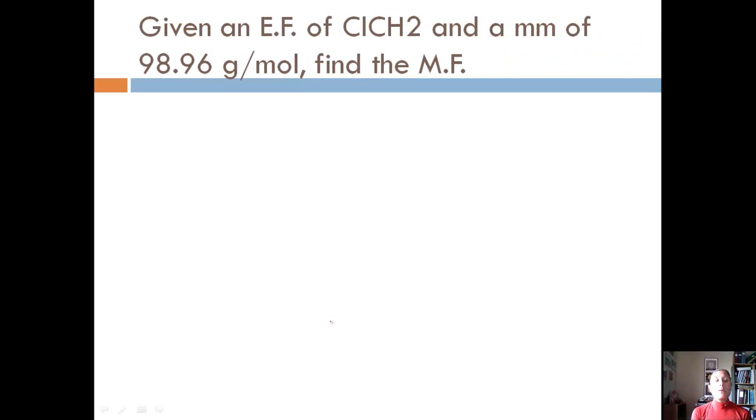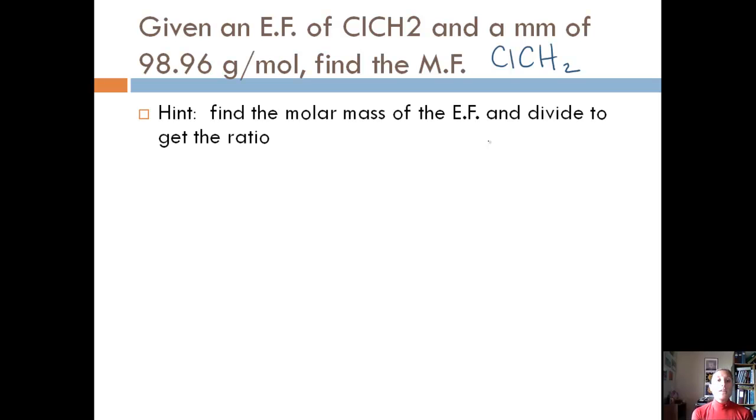Okay, so try this example on your own. We have an empirical formula of ClCH2. Oops, that should be a small 2, so let me write it out for you. ClCH2, and an experimentally determined molar mass of 98.96 grams per mole. And we want to find the molecular formula. Remember that you need to find the molar mass of the empirical formula and then divide those two molar masses in order to get the ratio.